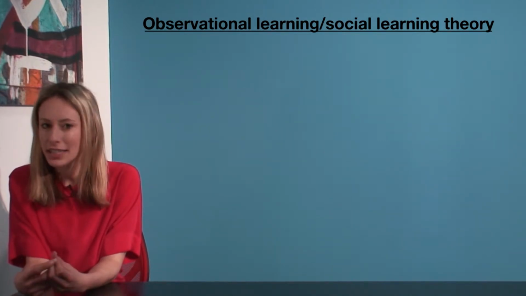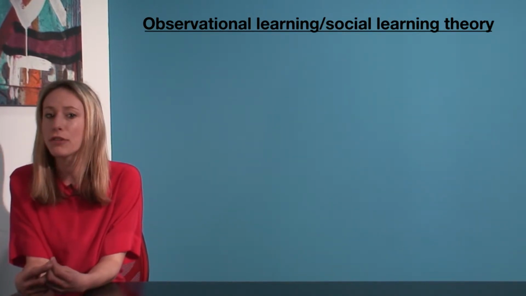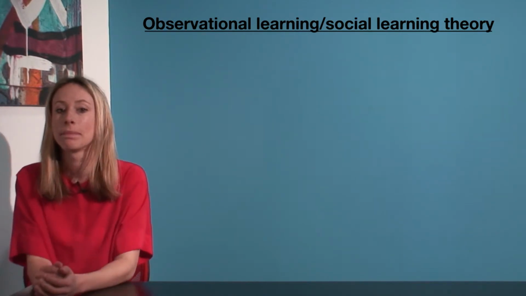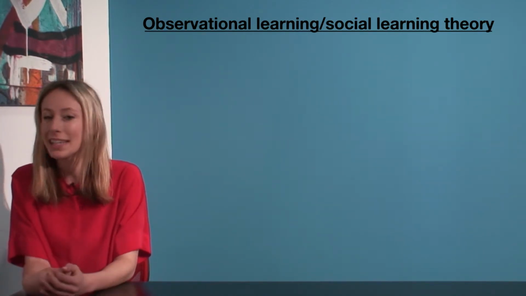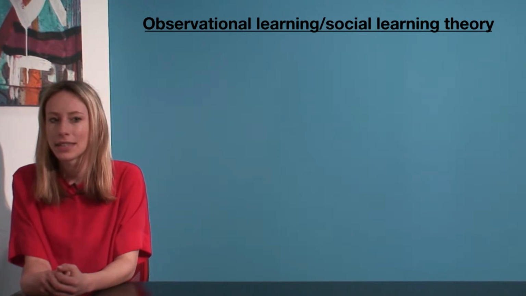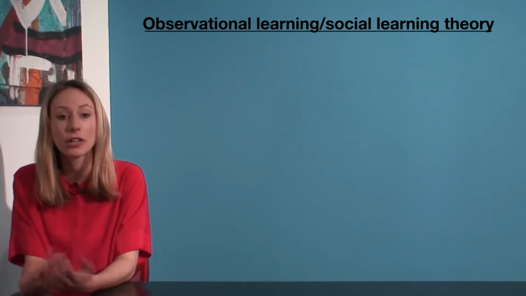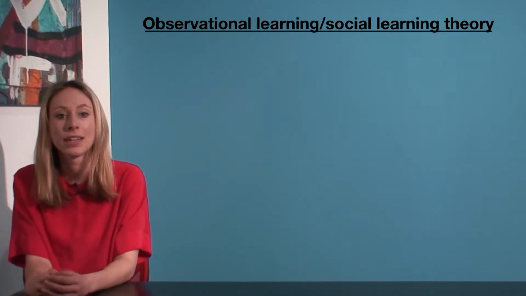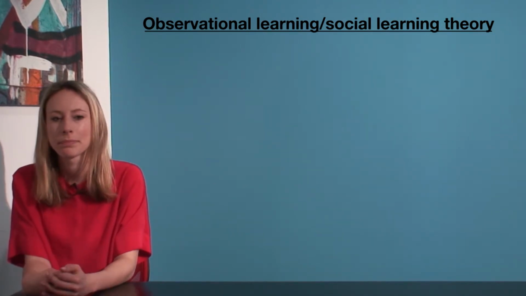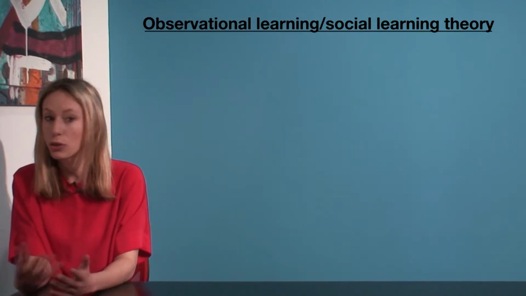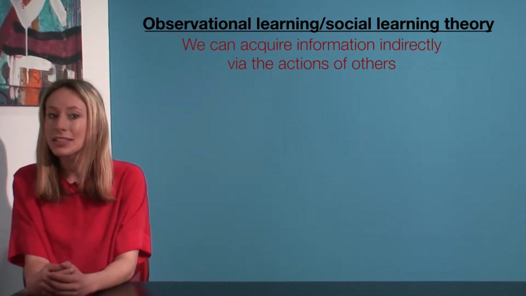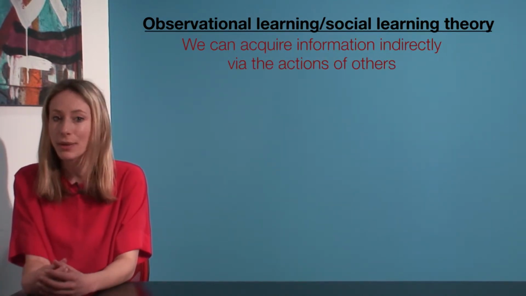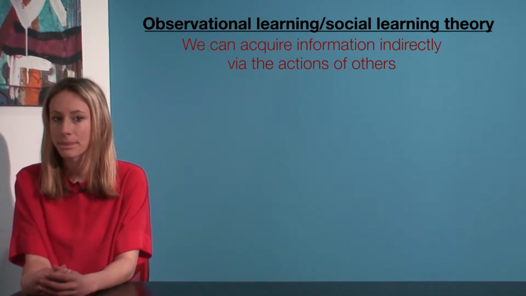Now, importantly, observational learning can also be referred to as social learning theory. Although this is less common, it is specified in the study design. In fact, VCAR included a question on the 2014 exam where the correct answer was social learning, which may have confused some students. Observational learning, or social learning theory, is based on the idea that we can acquire information indirectly via the actions of others.